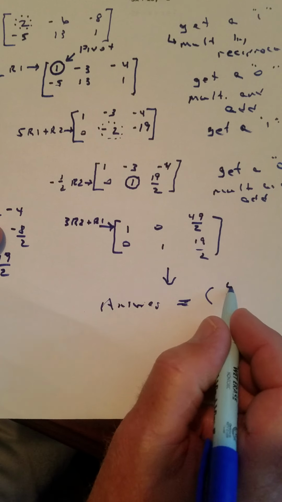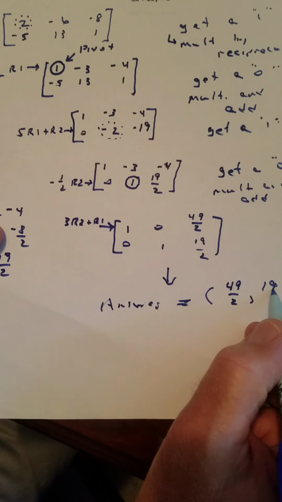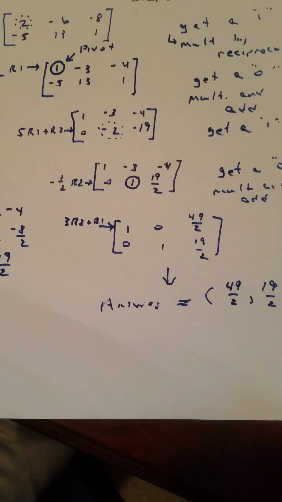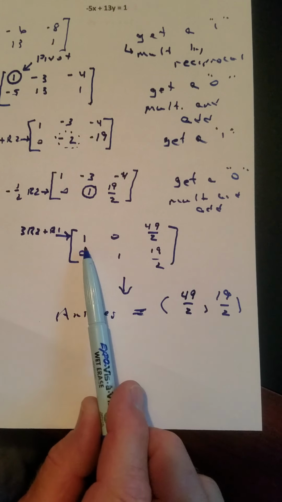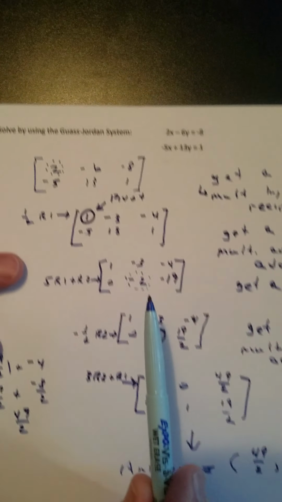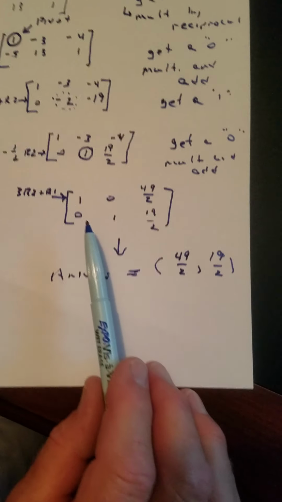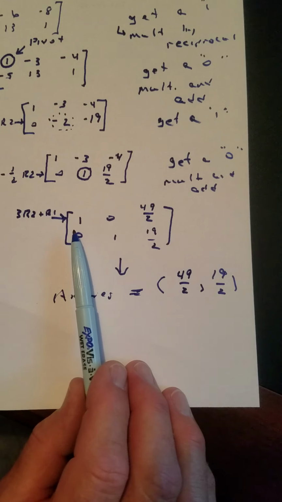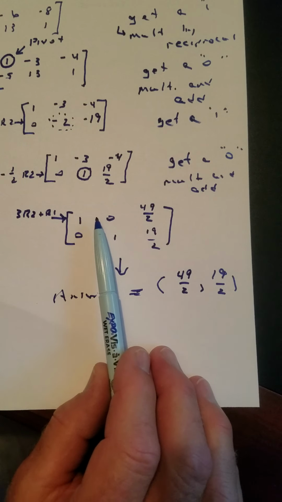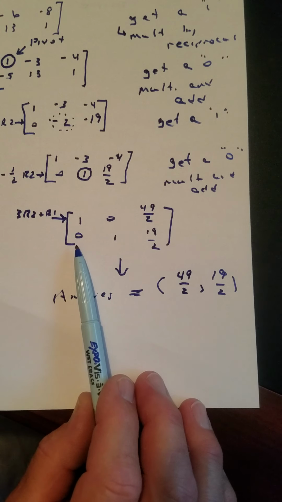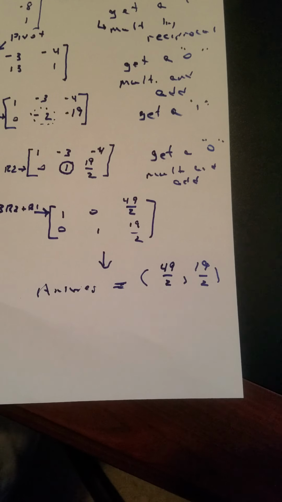And the x value is going to be 49 over 2, and the y value is 19 over 2. Ugly numbers, I'm sorry. 19 over 2. When you go back to this matrix here, what does that first row really mean? At the very beginning, we went from algebraic equations to matrix form. Well, now we're in matrix form. If we went back to algebraic form, that means 1x plus 0y, so it's like x equals 49 over 2. This is 0x plus 1y, or just y equals 19 over 2. And that's how you do it.